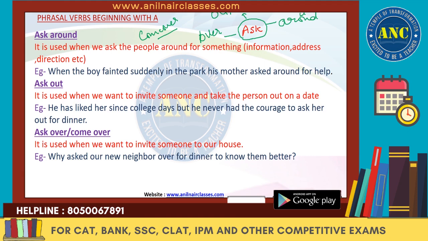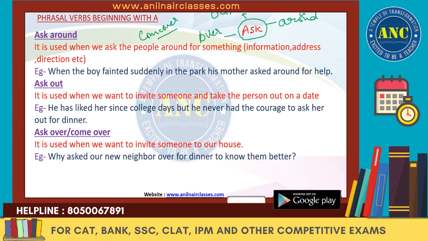So how can you easily remember this? Ask around. You're looking for a girlfriend or a boyfriend, you're asking around everybody. You're asking people around you. Now see, no matter how weird or funny that association could be, if it can help you remember these phrasal verbs, believe me, it's a blessing. So now let's see, ask out.